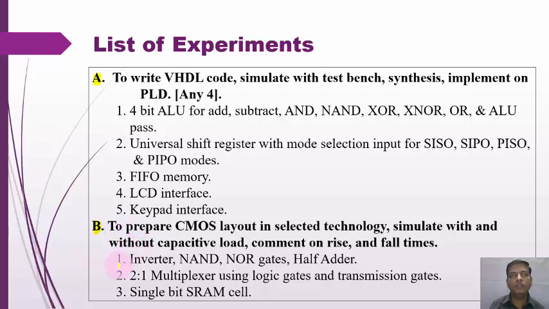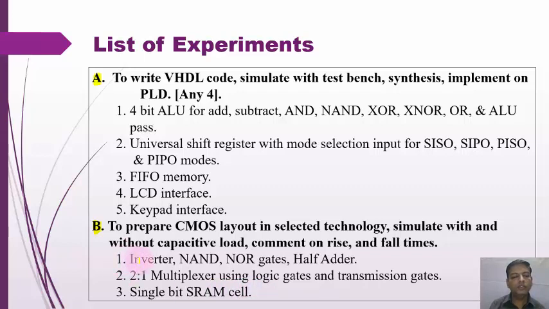In that, first are the inverter, NAND gate, NOR gate, and half adder. These are the gate implementations we have to do with the CMOS layout. Second, a 2:1 multiplexer using logic gate and transmission gate. Here we have to design the 2:1 multiplexer using logic gate and transmission gate technology. Third practical, single bit SRAM cell. Here we have to design one RAM cell.